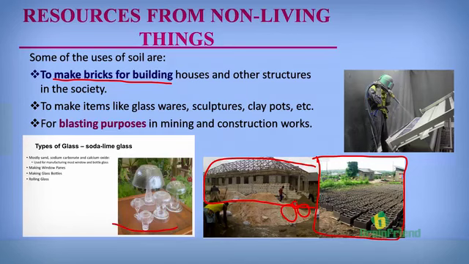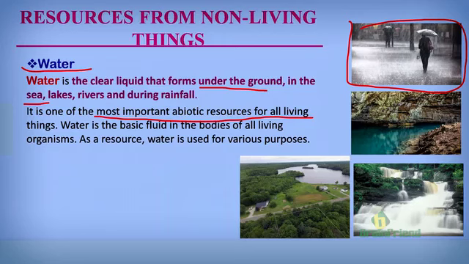For example, soil can be used for blasting purposes in mining and construction work, as we can see in this picture here, where someone is using soil from this device to blast this metal material. Another kind of abiotic resource is water.